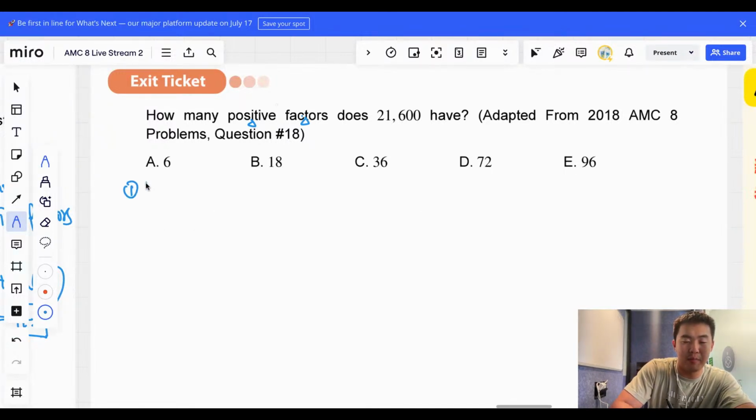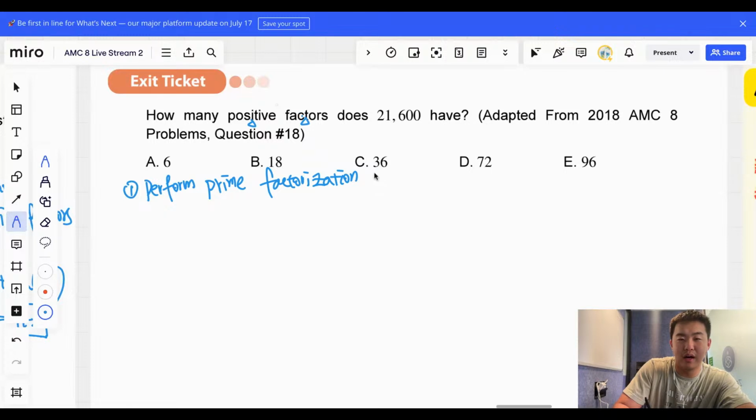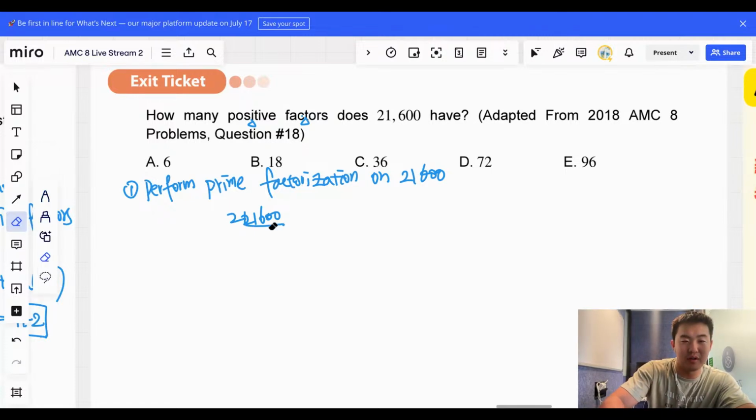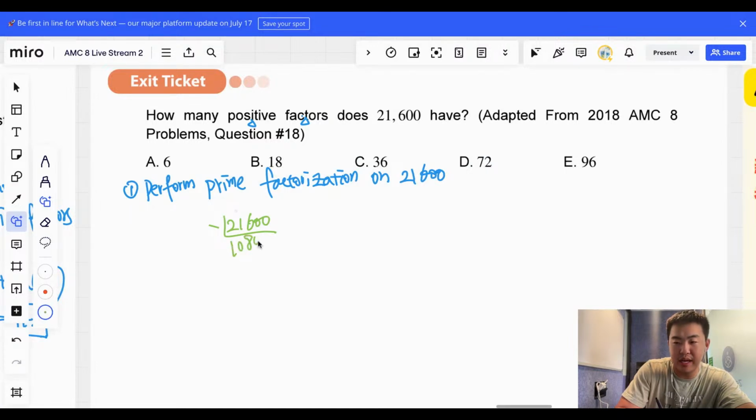So I will do step 1, perform prime factorization of what number? On this 21,600 number. Okay, that's a large number. Let's be careful. So start with 2, since it's a prime number. Since it's an even number, I'm sorry, I'm making an oral mistake. So that's 21,600 divided by 2. It gives you 10,800 as our result. So divide by 2 again, we should have 5,400, okay?